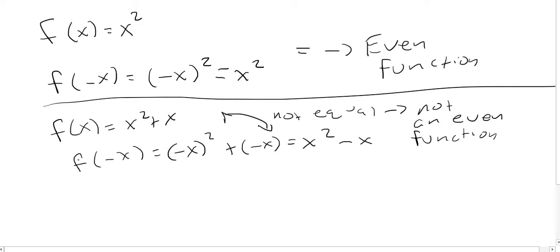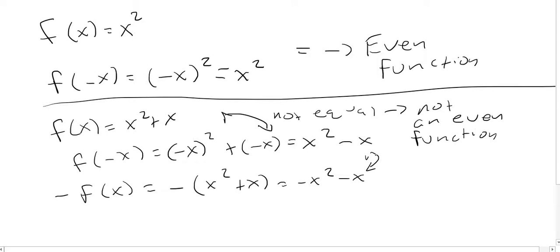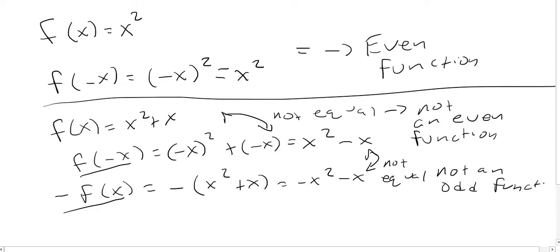The test for an odd function is to look at f of negative x and see if that's equal to negative f of positive x. Well, negative f of positive x just means make the whole function negative, and in this case you get negative x squared minus x. So these two are not exactly the same. That means it's not an odd function. Remember, to be an odd function, f of negative x has to equal negative f of x. These two are not equal either, so this is not an odd function either. So it's neither even nor odd.